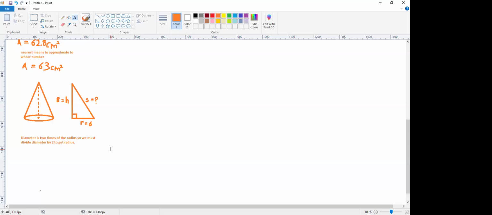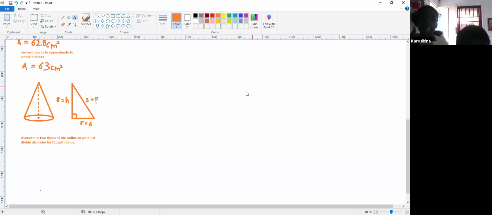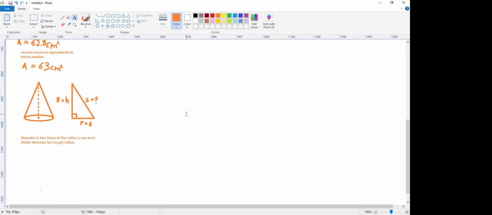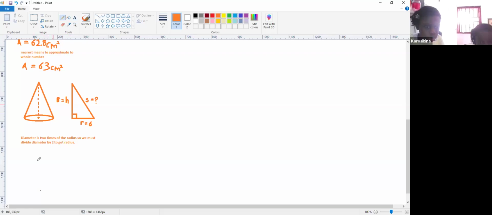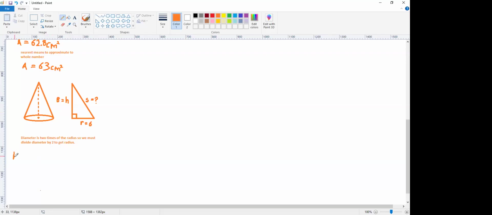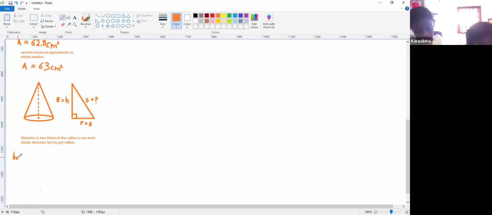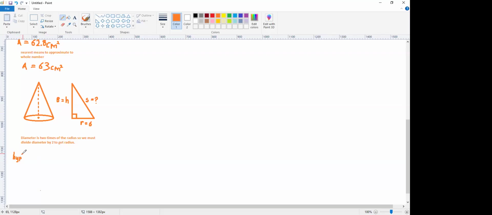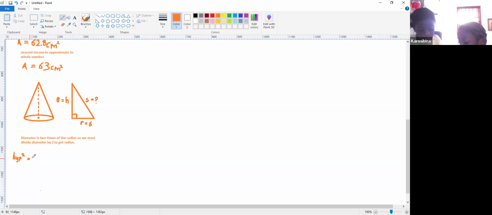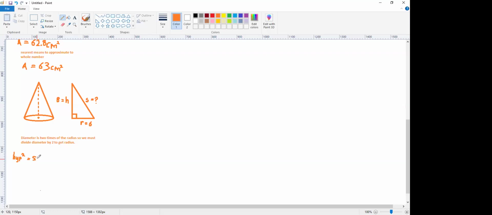So the Pythagoras theorem we are using, right? Okay, good. Look at Pythagoras theorem for me quickly. Hypotenuse squared equals side one squared plus side two squared. Yes, side one squared plus side two squared. Thank you. So you know what we're going to do?